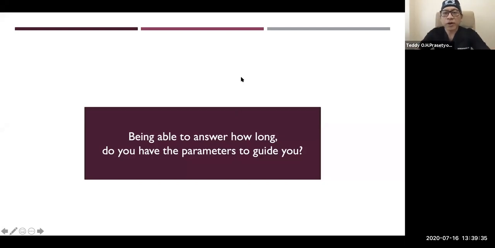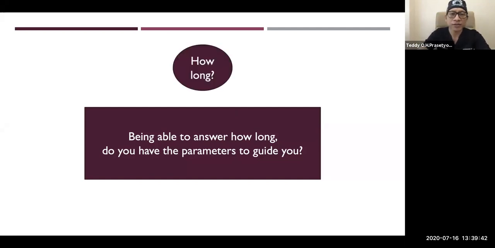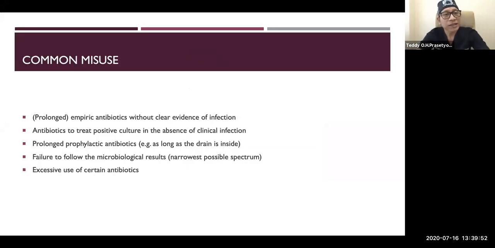So you need to have the parameters to guide you for how long you would give your patients therapeutic antibiotics, right? Otherwise, when you don't know when to stop, then you're actually not a good doctor. There are common misuses of antibiotics. The empiric antibiotics without clear evidence of infection. This is quite common. I've been seeing it for many years, that people are neglecting their proper, existing knowledge, that people abusively use empiric antibiotics without evidence of infections.